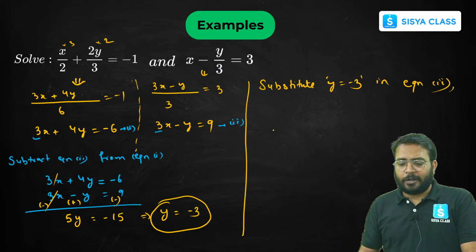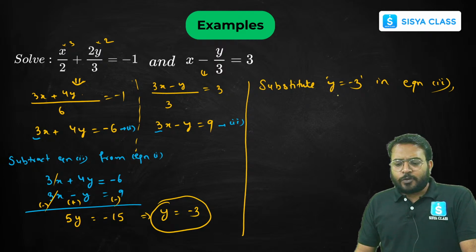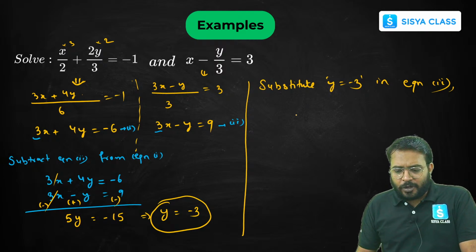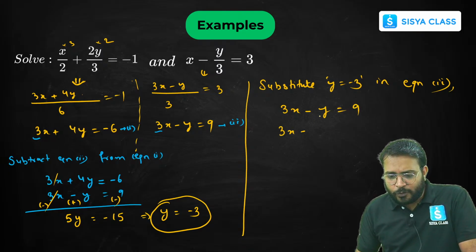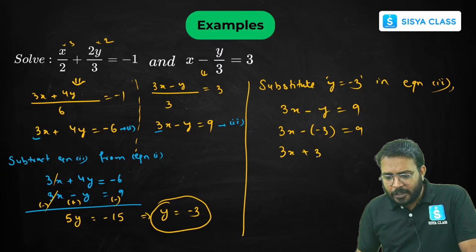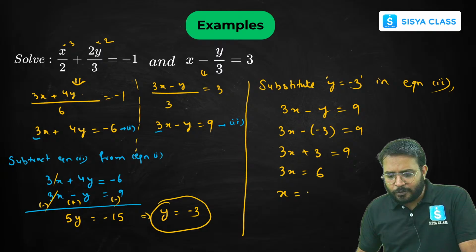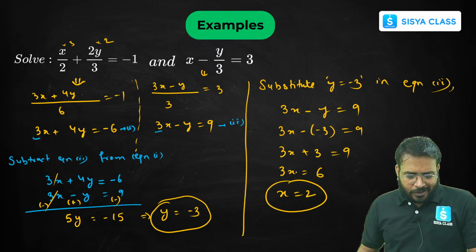Now y is equal to minus 3 in equation 2. So what is my equation 2? My equation 2 is 3x minus y is equal to 9. So can we substitute the y value? 3x minus y, with y as minus 3, is equal to 9. So 3x plus 3 is equal to 9. So 3x is equal to 9 minus 3, which is 6. So x is going to be 2. Yes or no?